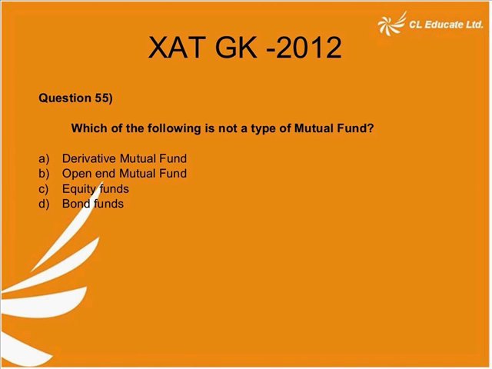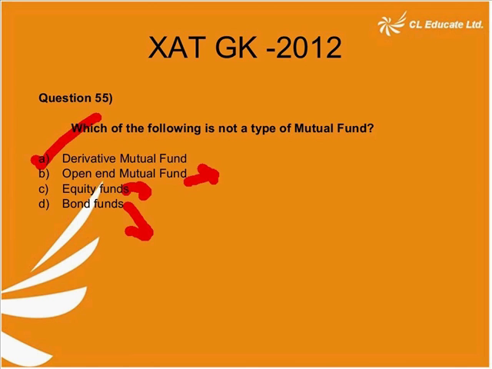Which of the following is not a type of mutual fund? The correct answer is derivative mutual fund. Open-end is there, equity is there, and bond fund is there. But there is no mutual fund based on derivatives. I hope you must be knowing about derivatives. Derivatives are the underlying instruments in the market. It is commonly called SATA.